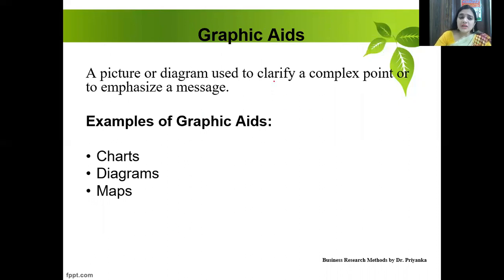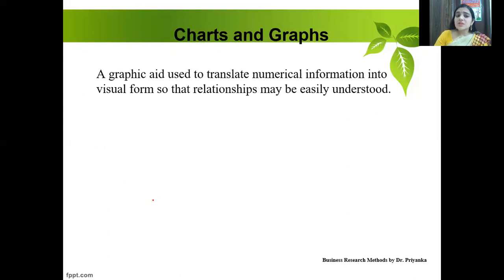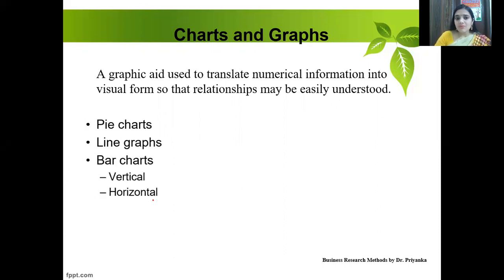Graphic aids are basically a picture or diagram used to clarify a complex point or to emphasize a message. Examples are charts, diagrams, and maps. Charts or graphs are a graphic aid used to translate numerical information into visual form so that relationships may be easily understood. This can include pie charts, line graphs, and bar charts, vertical as well as horizontal. We'll see both of them in upcoming slides.